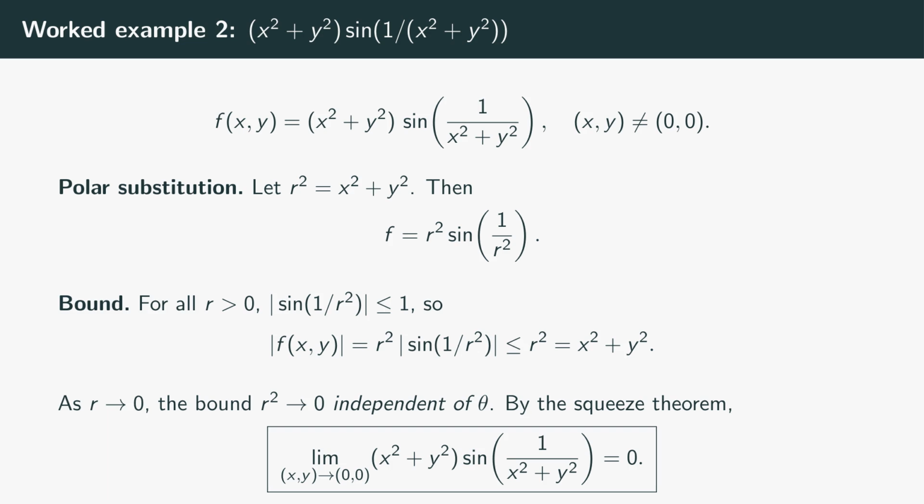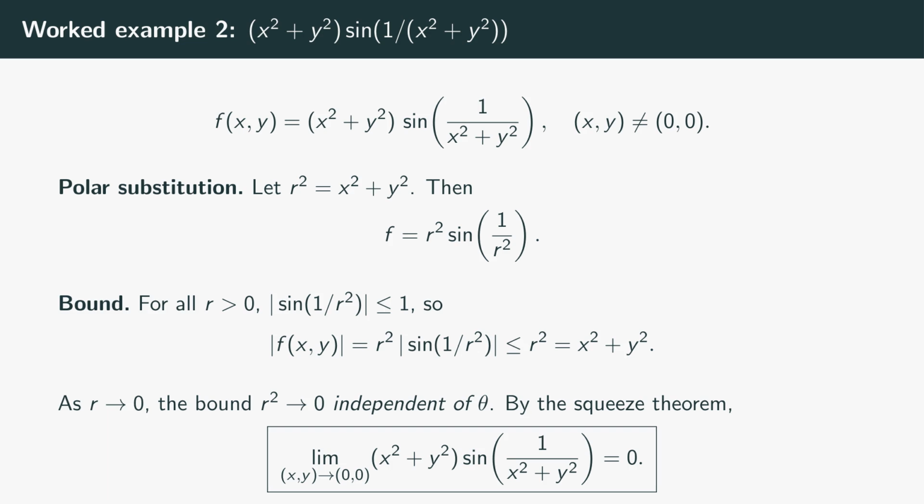Therefore, the absolute value of f of (x, y) equals r squared times the absolute value of the sine of 1 over r squared, which is less than or equal to r squared, which is x squared plus y squared. The bound r squared depends only on the distance from the origin, not the direction. As r approaches 0, that bound goes to 0 uniformly.